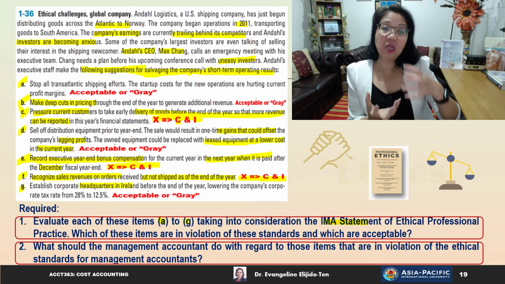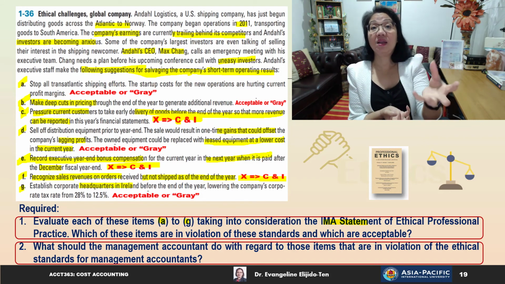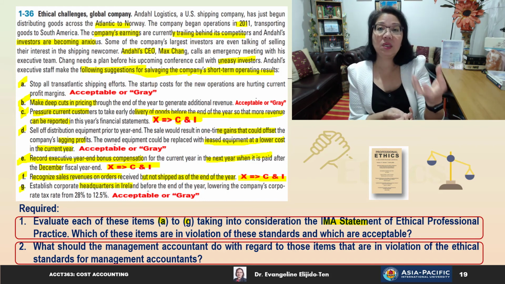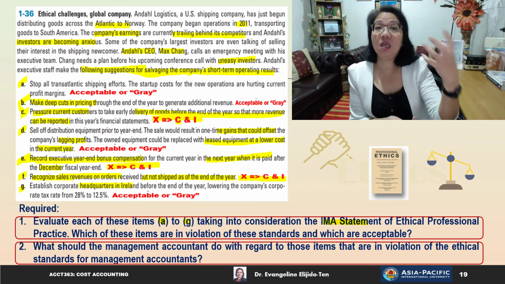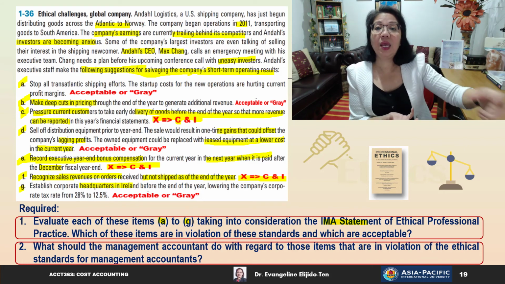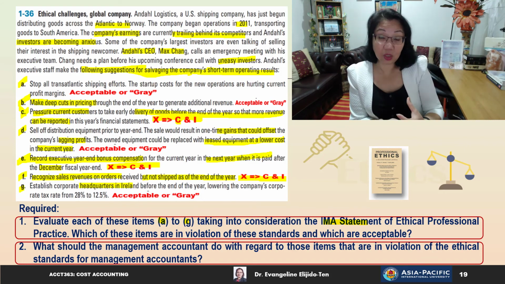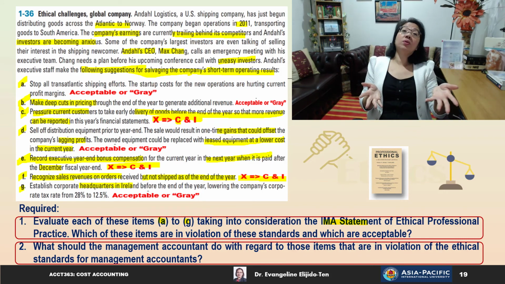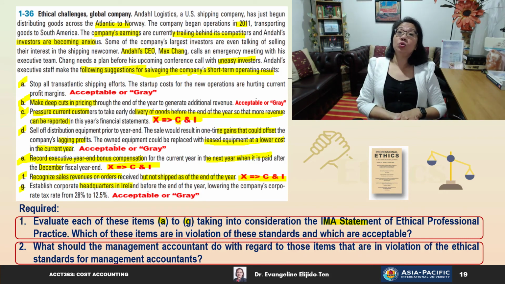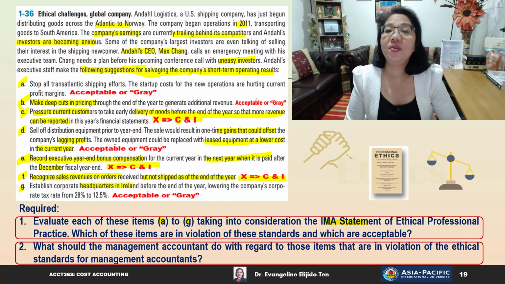All right. So if the management accountant is directly reporting to the CEO and the CEO is the one pressuring the management accountant to do something that is unethical, then the management accountant can inform an audit committee and inform the CEO as well that he or she is letting the audit committee know. All right. If the CEO continues to force the management accountant to do something that is unethical, then the last resort for the management accountant is to resign from the post.